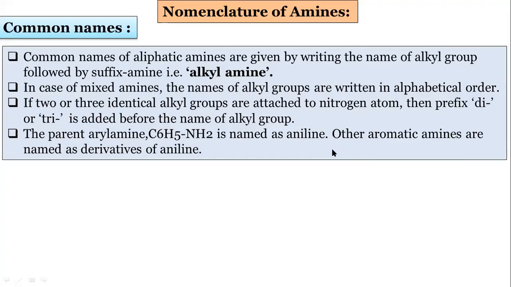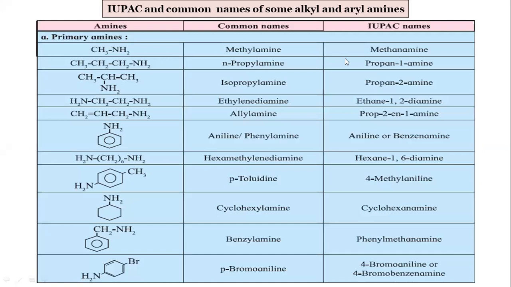Now we are discussing the common names and IUPAC names. Again, I am coming to this table. With the help of this table, you can understand the common names and IUPAC names. In the case of common names, we first attach the word alkyl as a prefix, and amine is the suffix. Each and every amine contains the word amine at the suffix. I think these 4 examples I have already explained.